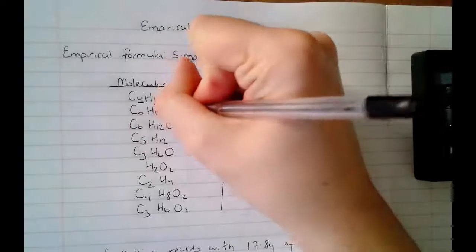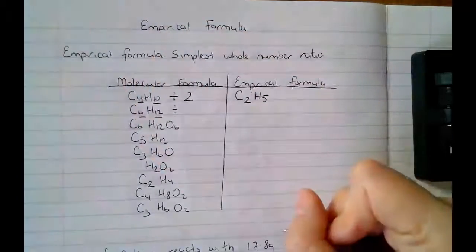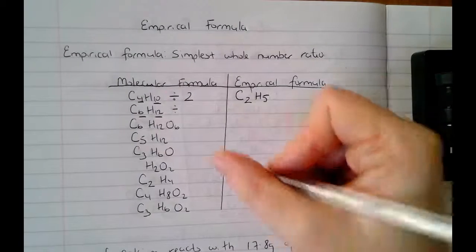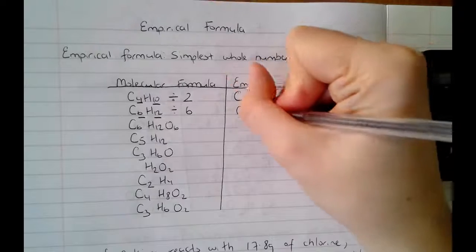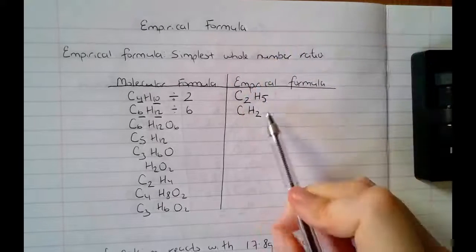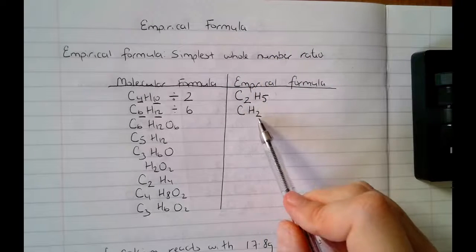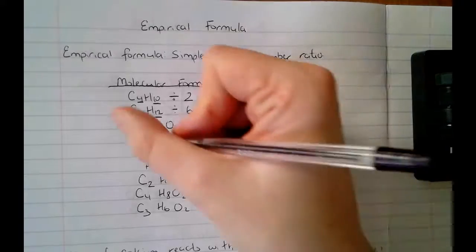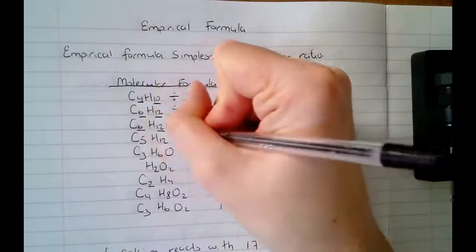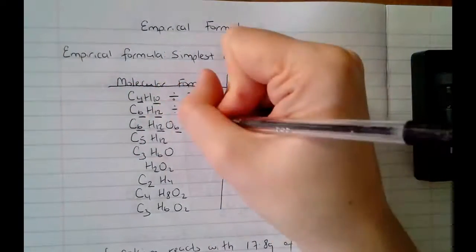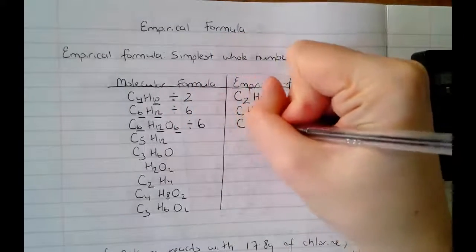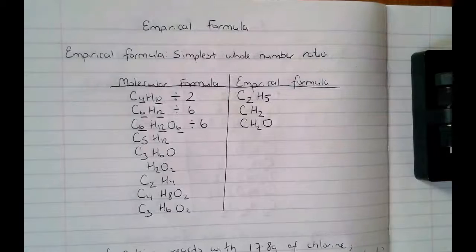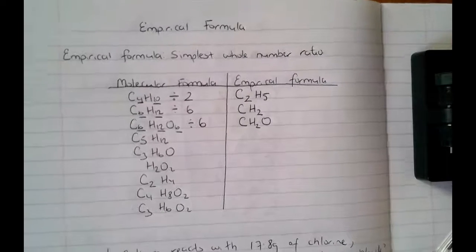The next one, the numbers I've got are 6 and 12. The biggest number that will divide in evenly is 6. 6 divided by 6 is 1. 12 divided by 6 is 2. There is no need to write the 1 there. You can just write it as CH2. The next one, I've got the numbers 6, 12 and 6. The biggest number that will divide in evenly to all 3 numbers is 6. And I get CH2O.